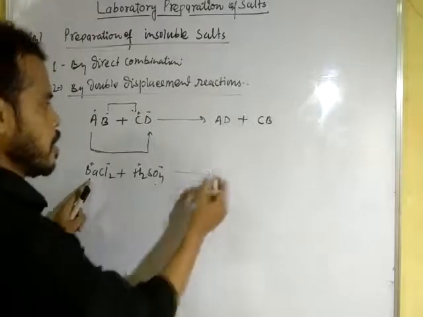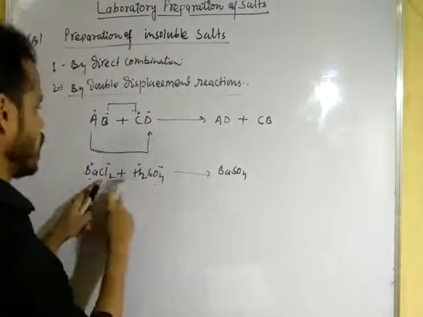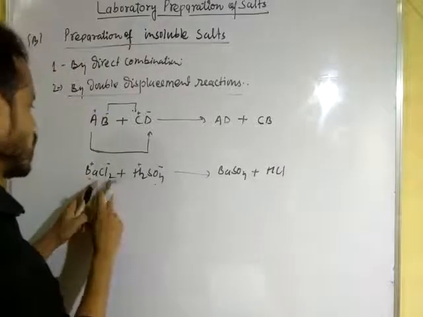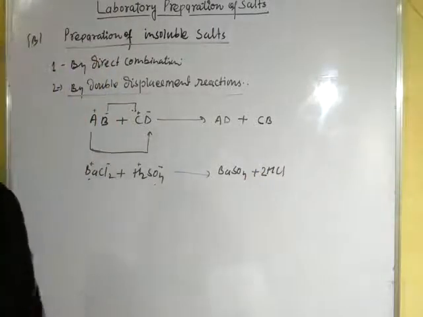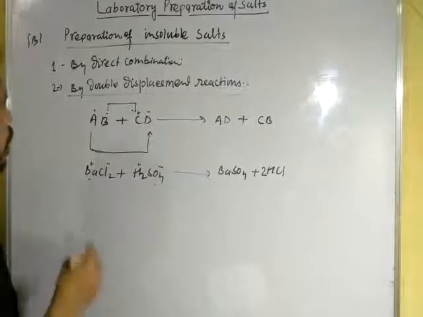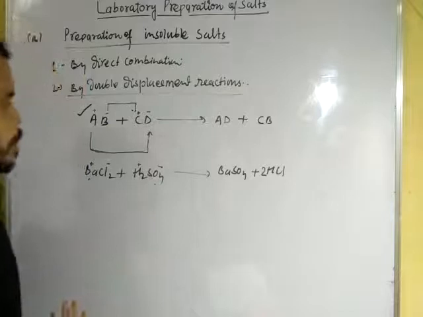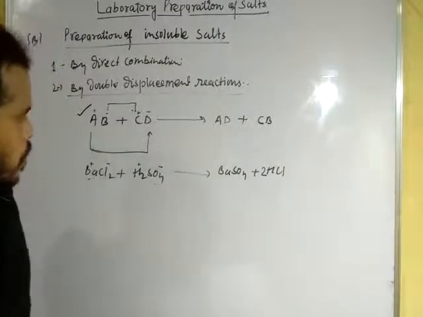Barium will combine with sulfate to form BaSO4, and hydrogen and chlorine combine to form HCl. To balance the chlorine and hydrogen, multiply HCl by 2. Very simple reactions, dear student. Only focus on the skeleton and you can solve lots of problems.